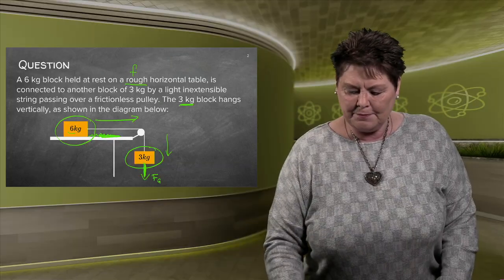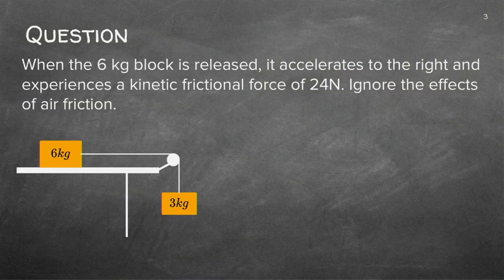Let's have a look at a typical question. When the 6 kilogram block is released, it accelerates to the right, exactly what I just said, and experiences now a kinetic frictional force of 24. Quickly think, if this block is moving to the right, what direction will the frictional force be exerted? Obviously to that side. So I've got a frictional force, and they already gave it to me. They said it's 24 Newton.